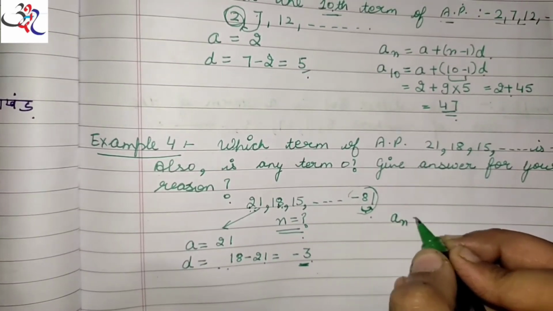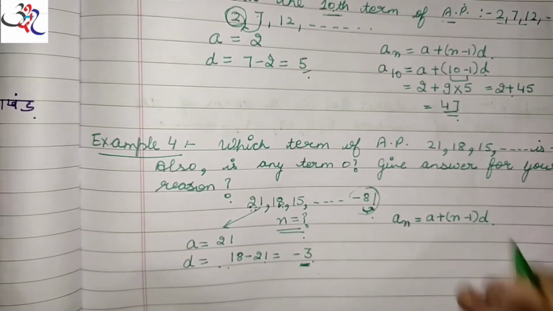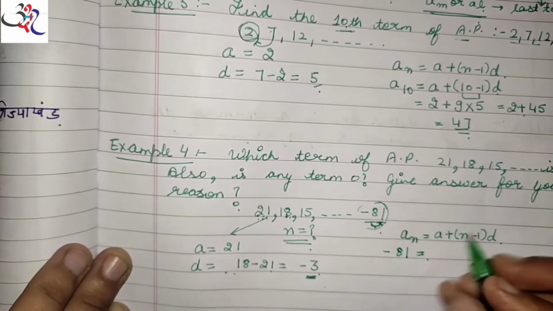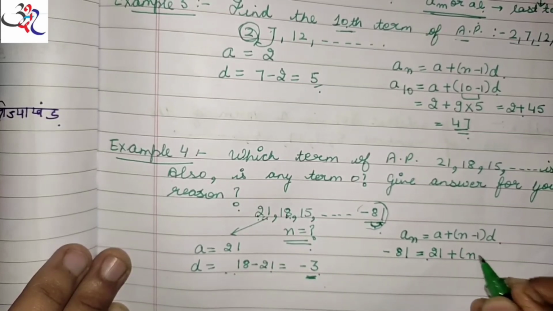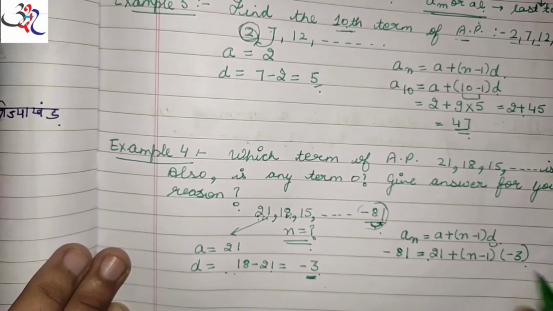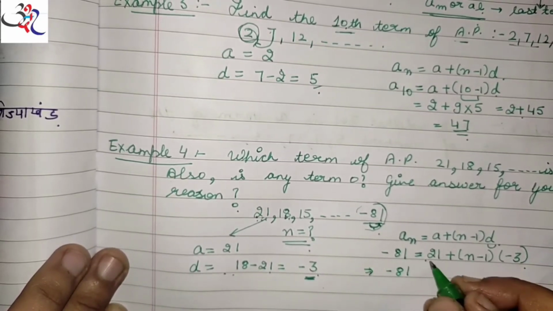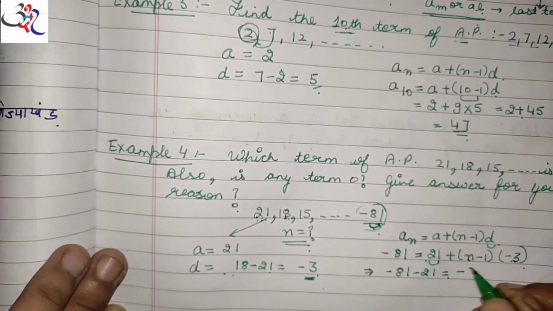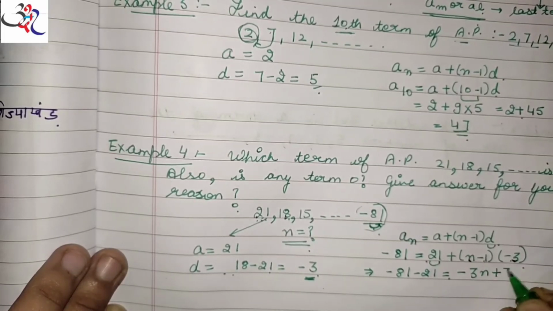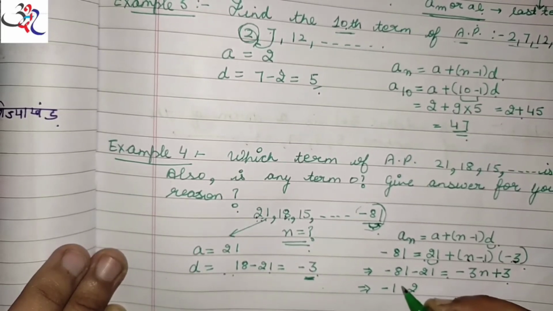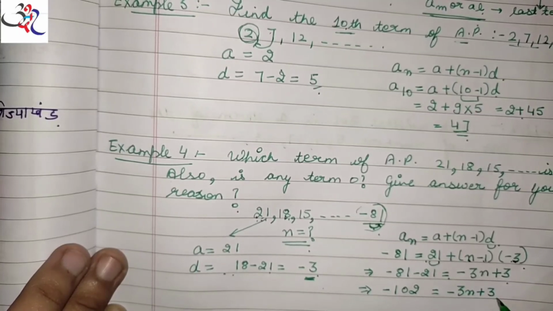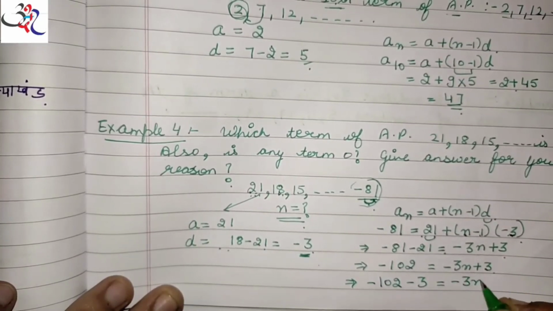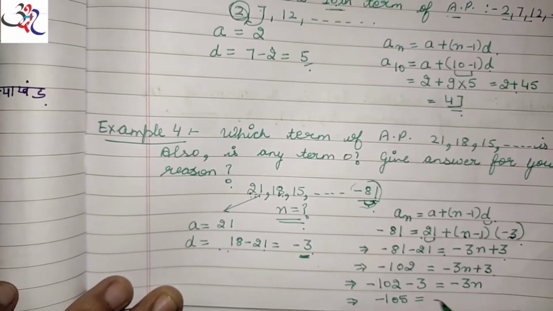Okay, so now to find the value of n, you know that the nth term is given by a + (n - 1)d. This time the value a_n is given to you, which is minus 81, and a is 21, n we have to find out, and d we know is minus 3. So what will you do? This 21 will come to the other side and become negative. And to solve the bracket, we get minus 3n, and minus 3 times minus 1 becomes plus 3. So my answer becomes minus 102 equals minus 3n plus 3. This 3 will come to the other side and also become negative. So minus 105 is equal to minus 3n.